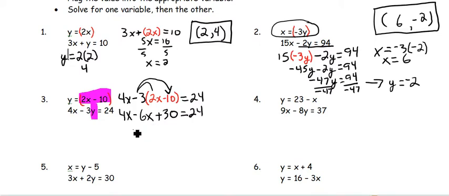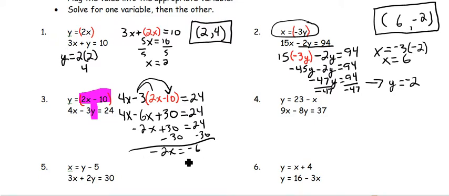So I'm going to combine like terms. Negative 2x plus 30 equals 24. Subtract the 30. I have negative 2x equals negative 6. Divide by the coefficient of x. And I get x equals 3. So my solution, right over here, is going to be 3.